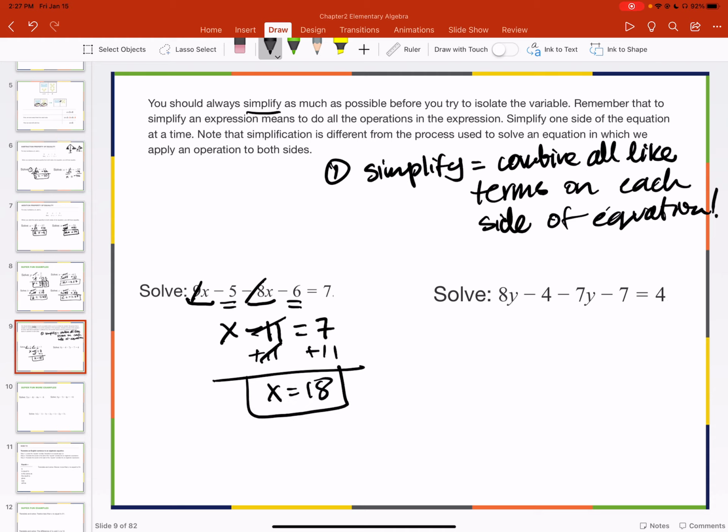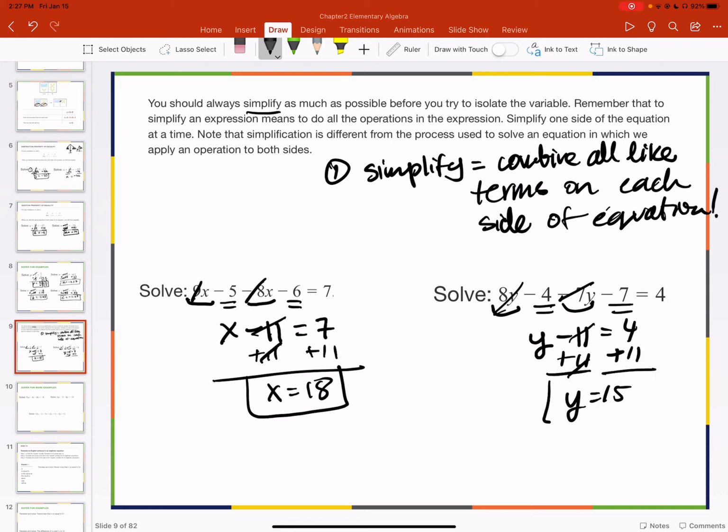All right, let's do another one. Here we have 8y minus 7y, and then here we have negative 4 minus 7. So combining like terms, 8 minus 7 is just 1y, and that takes care of these two. And we have negative 4 minus 7, that's minus 11, and that's equal to 4. So to solve for y, we would add 11 to both sides. Oh, that's funny, they're both 11. And then you would get y is equal to 15.